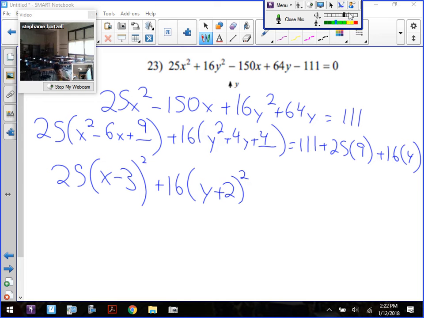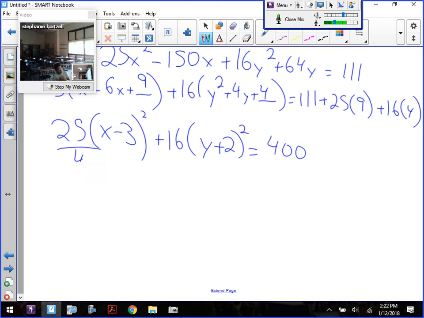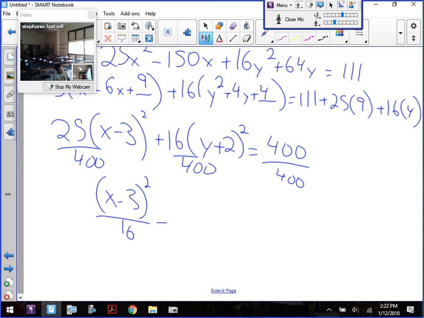So now we have to figure out what 25 times 9 plus 64, or 16 times 4 plus 111 is. Hey, guess what? It's equal to 400. Hey, and guess what happens when you divide out by the 400? You're not crying. You're going to get x minus 3 quantity squared over 16 plus y plus 2 quantity squared over, guess what? 25 is uno.